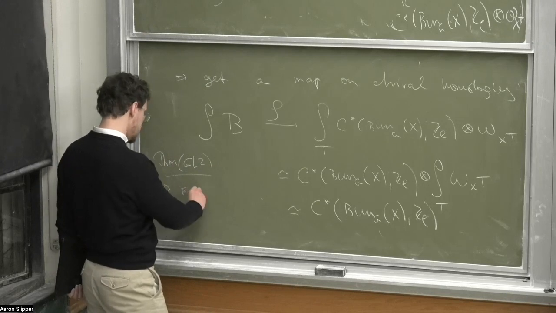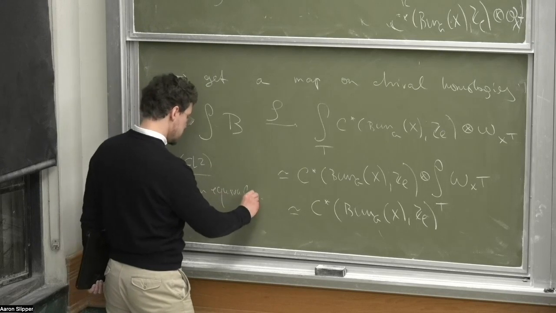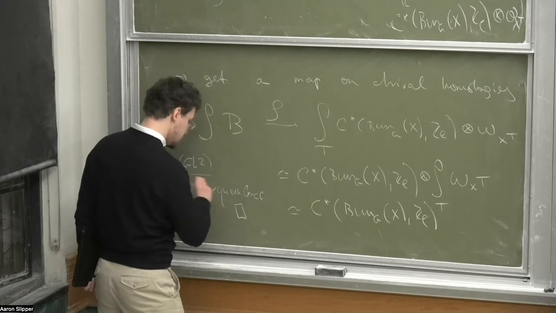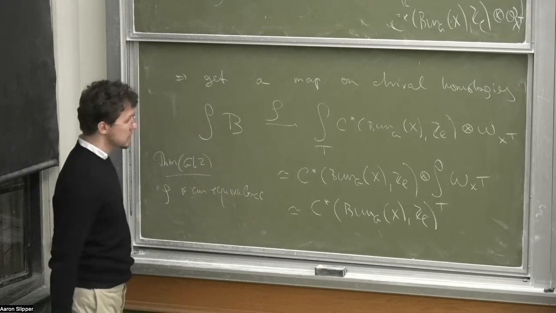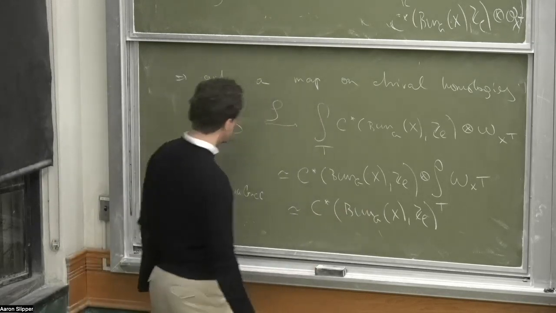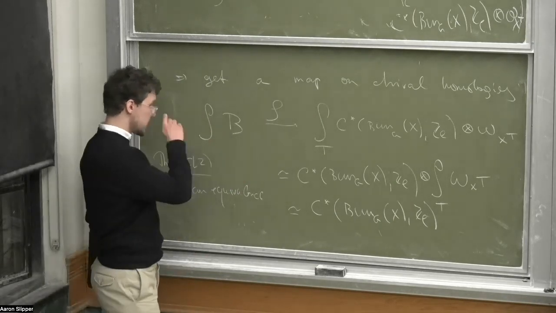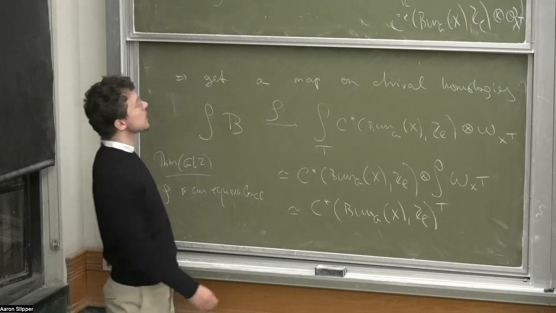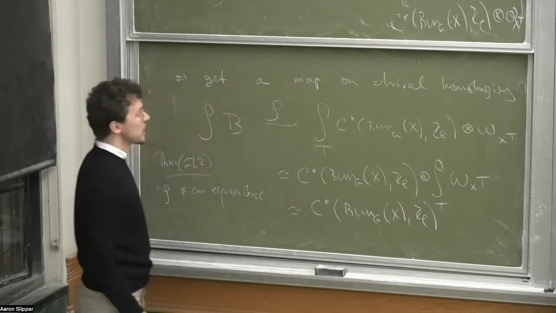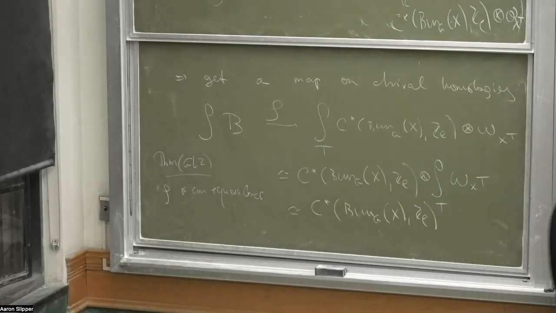So the theorem is that this is an equivalence. And this somehow tells us how the homology of BunG is computed in terms of the infinite tensor product of the homologies of all fibers of G for all points of X. Okay, so let's finish.